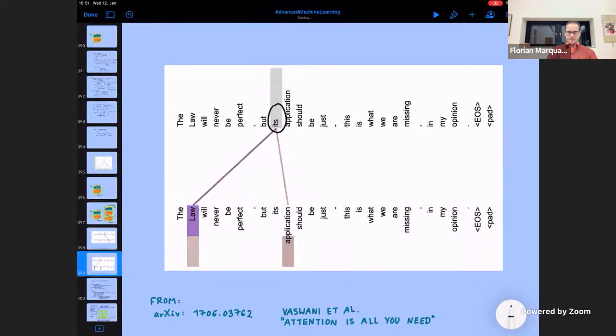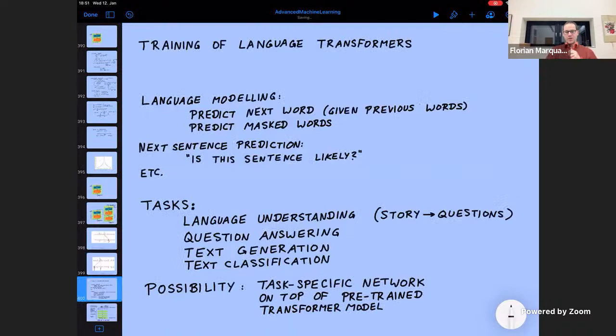Now, we want to zoom out a little bit because I want to show you many more examples of how it's being used nowadays. You see, this is from 2017, so a few years have passed. And still, at first, we stay within the domain of language transformers, so language processing, because that's the original application, long sequences of words. And there are multiple ways to train them.